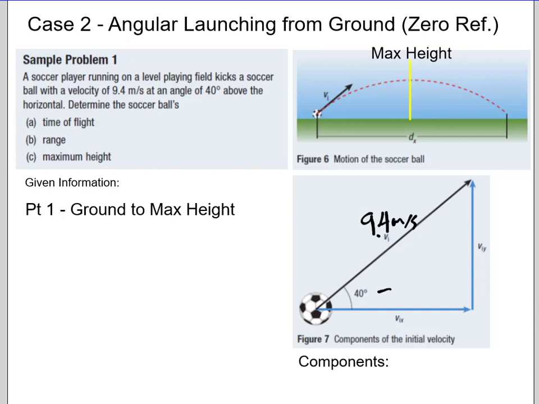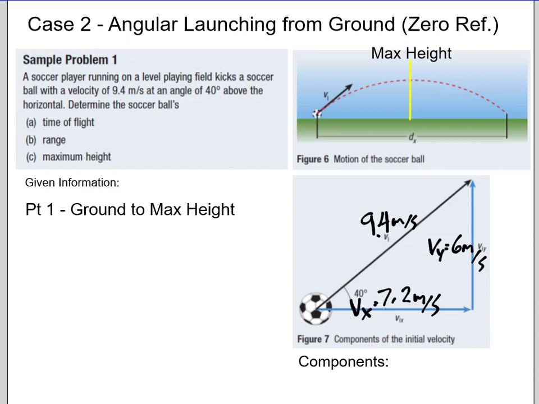This should become 7.2 meters per second, our Vx to start the problem. If we do sine 40 and multiply that by 9.4, we get 6 meters per second for our Vy. So those are our components. We're going to break the 9.4 down into a vertical 6 and a horizontal 7.2. Now we're also going to chop this problem up into not just vertical and horizontal, but also turn it into parts of a problem.